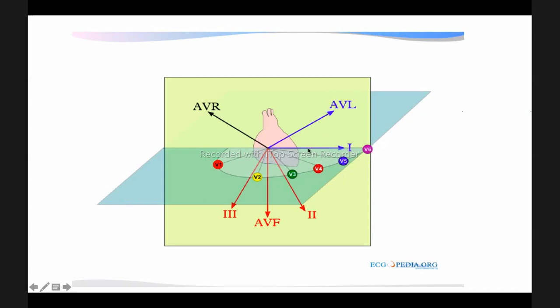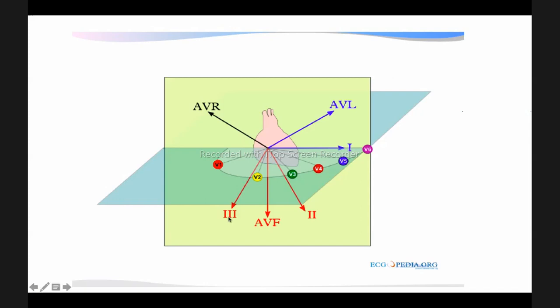So depending on which area is infarcted, because each coronary will supply a different part of the myocardium, depending on which coronary is occluded, you will see the changes in that lead. And then you will see opposite changes in the leads that are opposite to it.